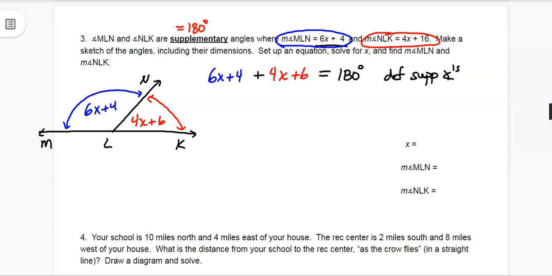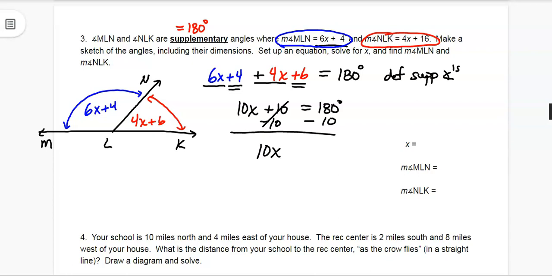They equal 180. Well, now we've got to gather up some like terms. Over here on the left-hand side, I have 6x and a positive 4x, which gives me 10x. I have a positive 4 and a positive 16. Let's call that 20. Equals 180. And let's minus this 20 from both sides. So I get 10x equals 160. And then divide both sides by 10 for an answer of x equals 16. So I know x equals 16.